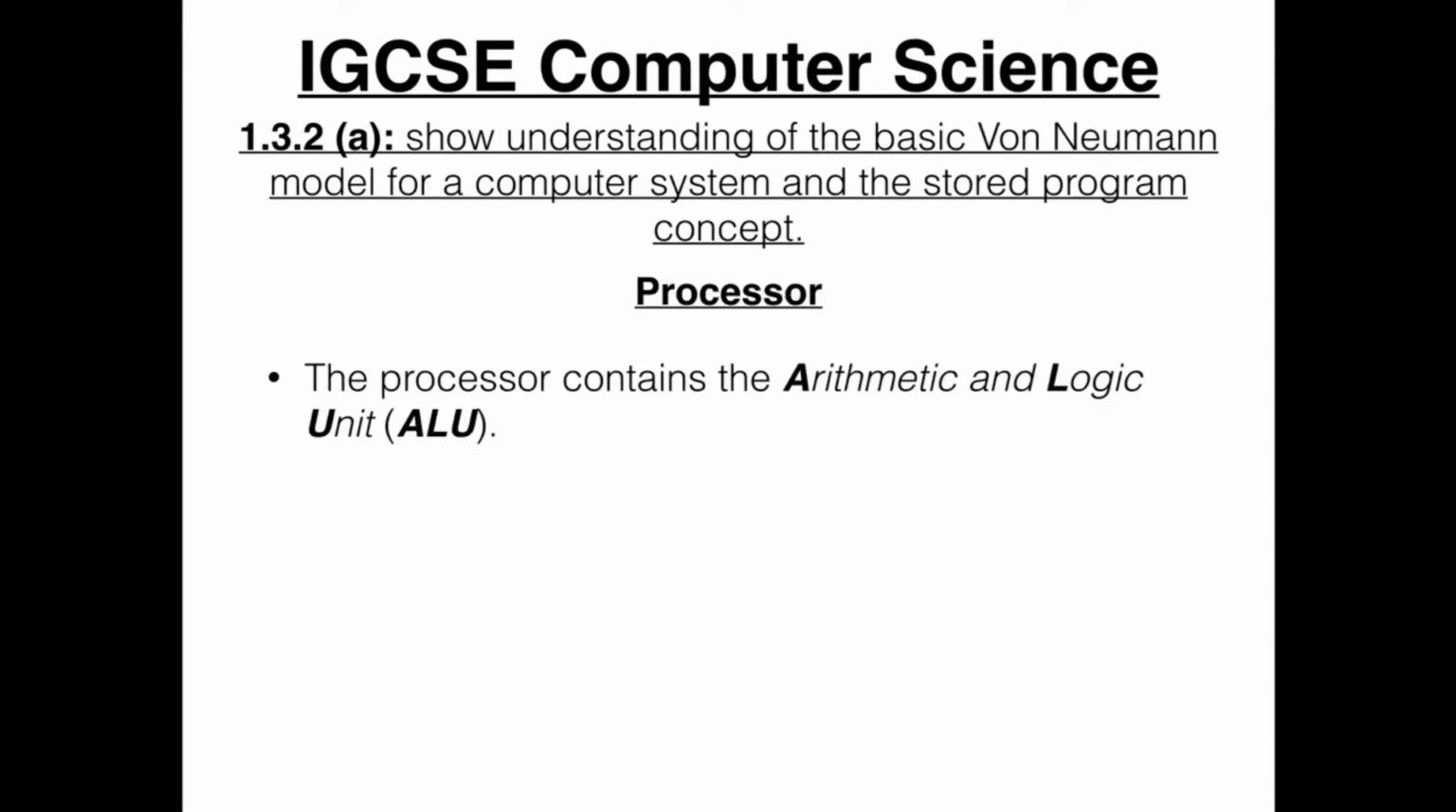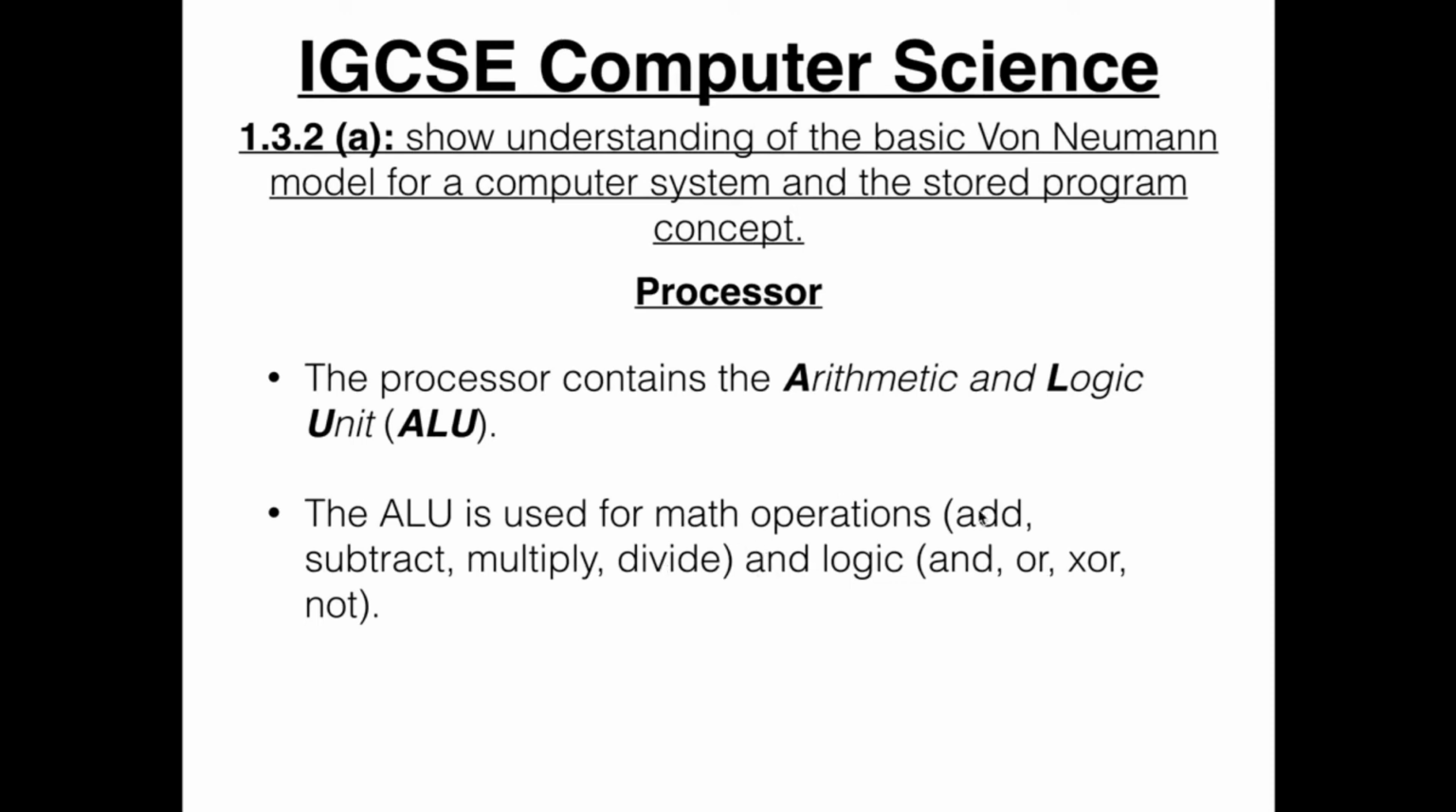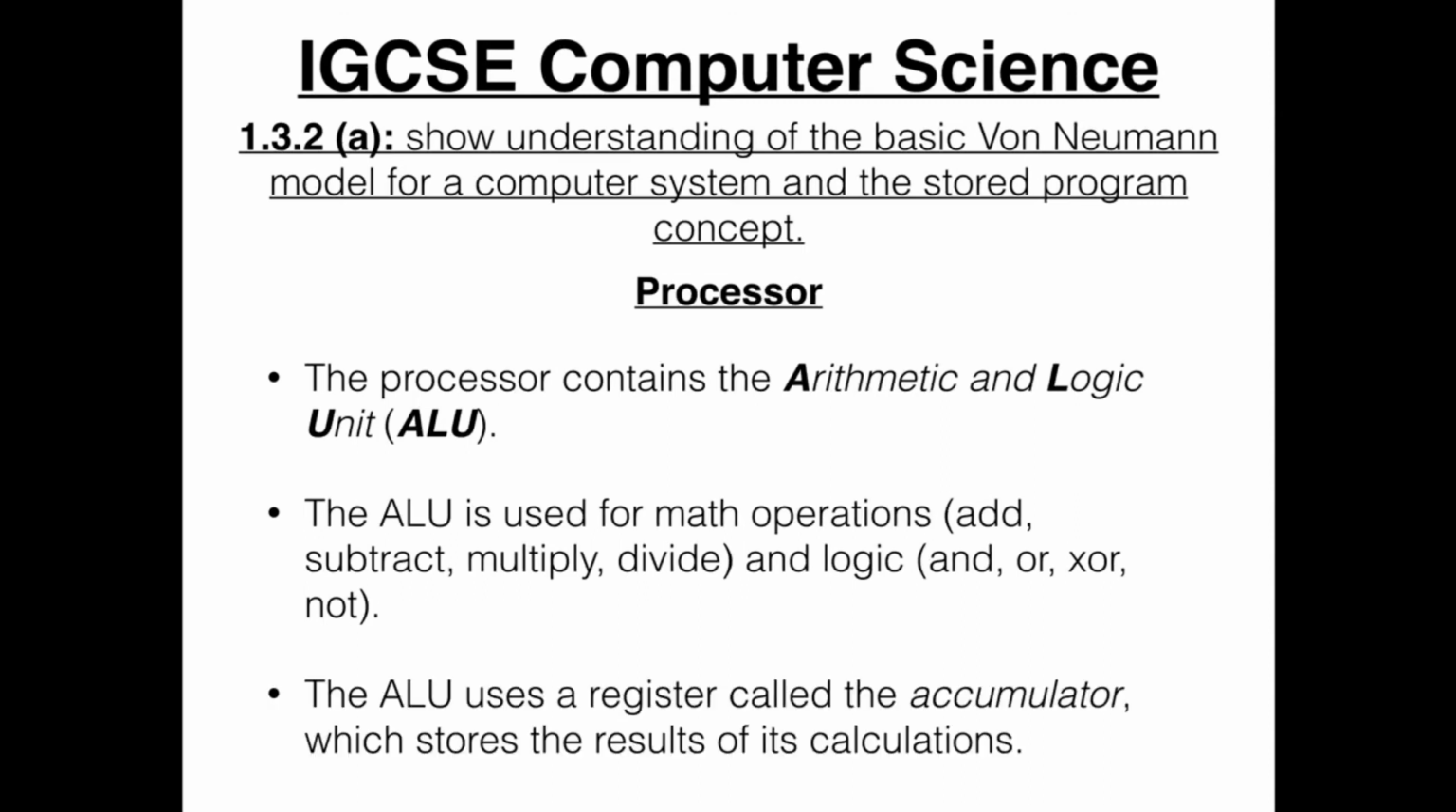So let's look at the processor. The processor contains the ALU, the arithmetic and logic unit. The ALU is used for math operations, like add, subtract, multiply, divide, and logic operations, such as AND, OR, XOR, and NOT. Now, the ALU makes use of a register called the accumulator, which stores the results of its calculations. So it's another register that you need to know, which was the ACC at the top of the processor, the accumulator.